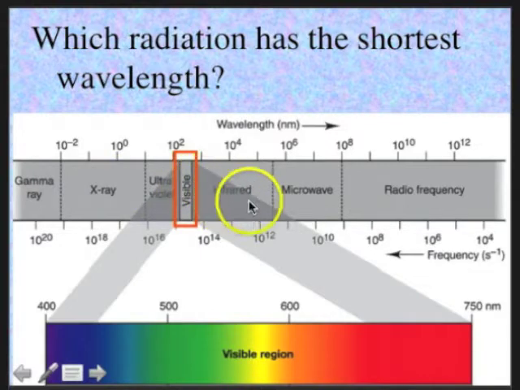On the other hand, if we are at red light 750 nanometers and consider longer wavelengths, we first get into the infrared region, which we cannot see with our eyes, then the microwave region, and then radio frequency. Wavelengths are very long, so radio and television waves have very long wavelengths.